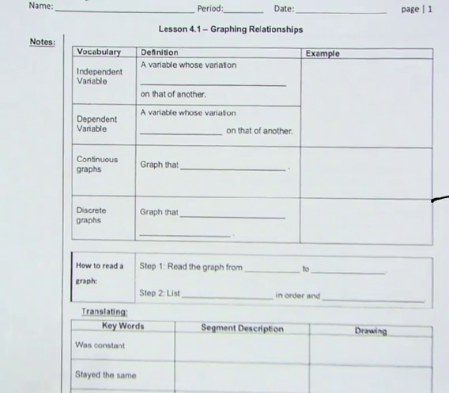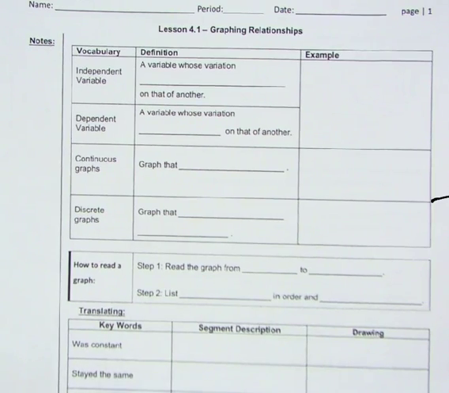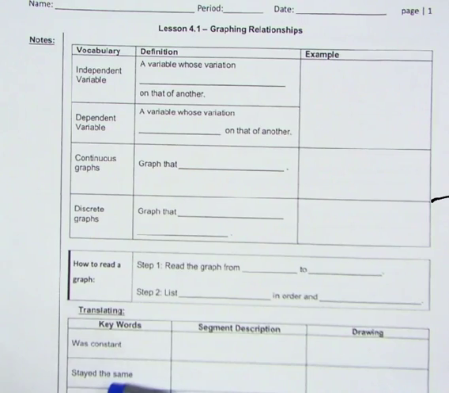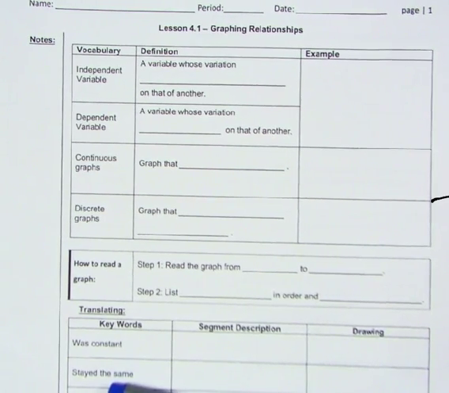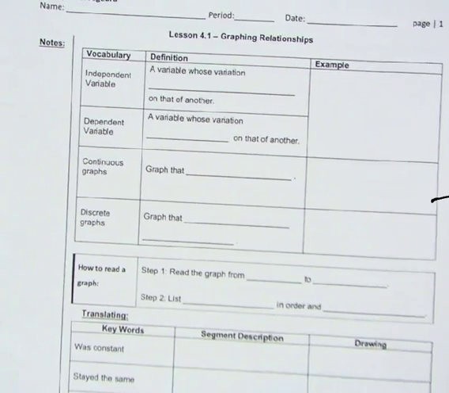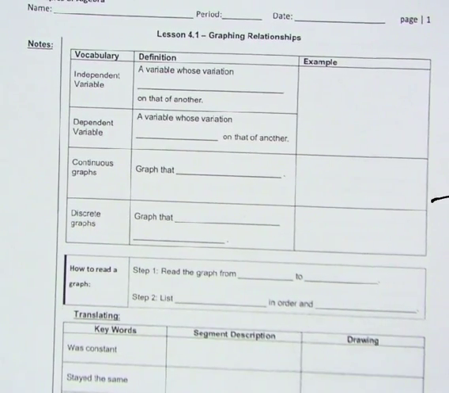All right, so we're starting a new unit today. It's for functions, and it's going to start out with some graphing relationships. So you have a note sheet that was passed out to you, and on the back of the note sheet is your assignment. So first we're going to go over the notes, and then we'll look at a couple examples, and you'll be clear to go work on your assignment.